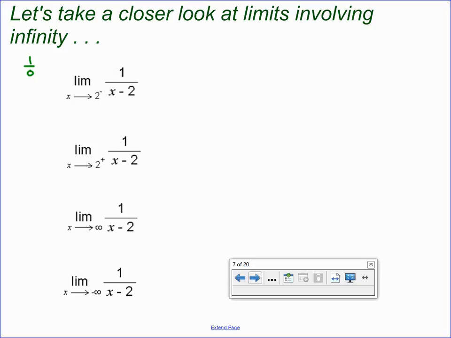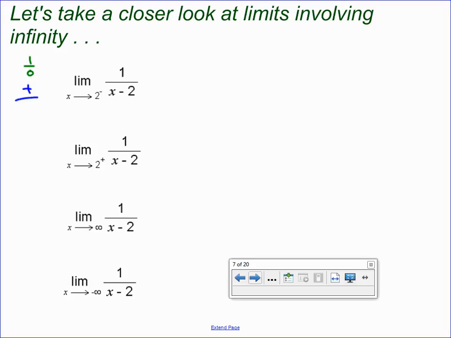So a constant over 0 is infinite. It's not indeterminate, it's infinite. It's going to shoot off to one of the infinities. To determine that, we need to consider the sign of that denominator and do a sign test to determine whether it's positive or negative. The numerator, as x approaches 2 from the left, is fixed at a positive constant. That will always be positive.